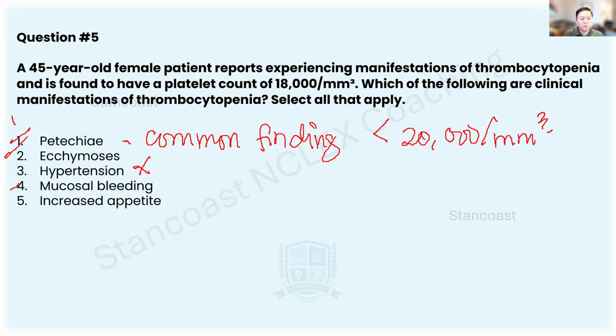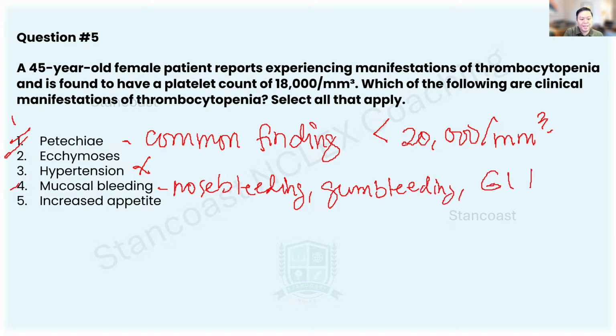What about number 4, mucosal bleeding? What did I say earlier? Mucosal bleeding is going to be manifested as epistaxis, the bleeding gums, the GI bleed. So this is going to be a common manifestation like nose bleeding. Let me write them down first: nose bleeding, gum bleeding, and GI bleeding. These are your mucosal forms of bleeding.